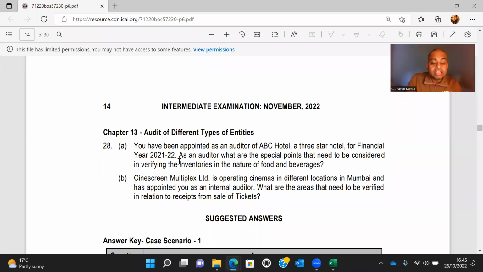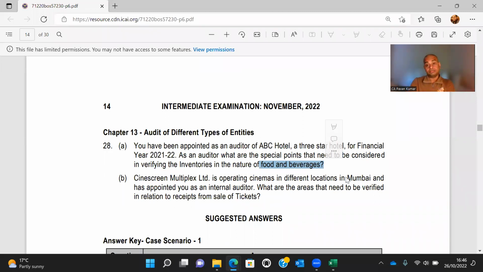Read the question carefully. They did not ask you, how will you conduct audit of ABC Hotel? Half the students will make this mistake in case of audit of a hotel: 1, 2, 3. No, wrong. You cannot write audit of a hotel. Your answer should be only for food and beverages. Do you agree with me? You cannot write how to conduct audit of food and beverages for this question.